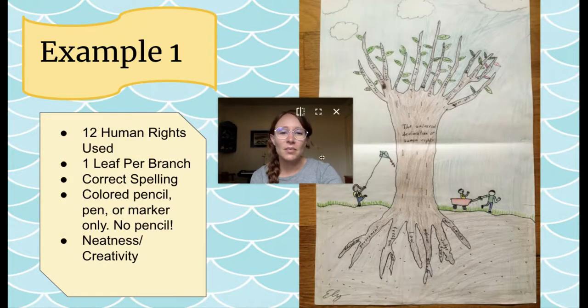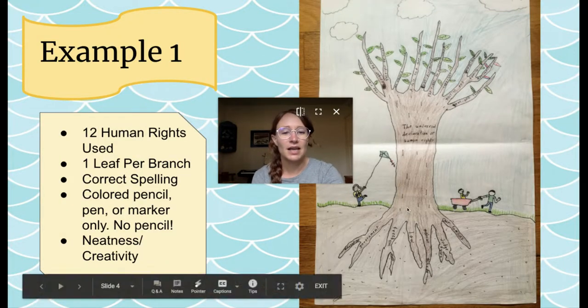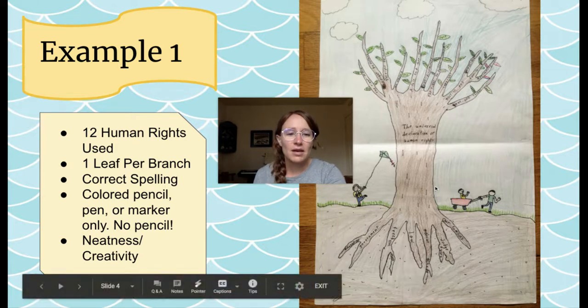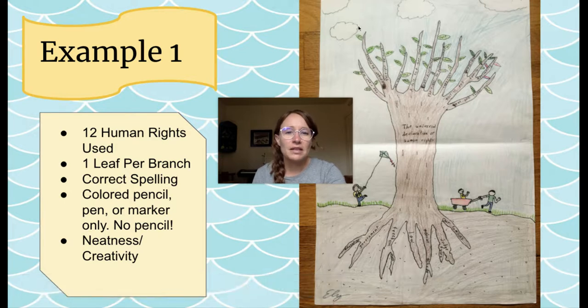Here's example 1. It's a nice, pleasing tree to look at. Some scribbliness in some areas. If the student had slowed down a little bit, maybe we wouldn't have had the scribbliness. But there's 12 human rights used. Every branch has a leaf. He added some drawings down at the bottom that make it really pleasing to look at. He didn't remember to go over his clouds in pen or marker, so he probably lost some points for having pencil on this. But overall, it's a nicely done tree.